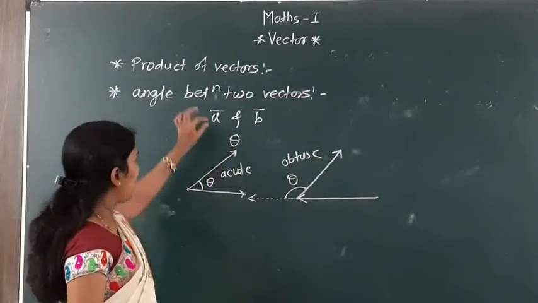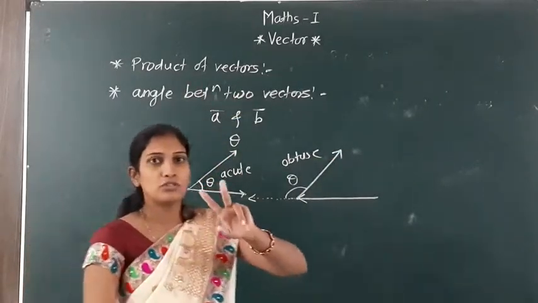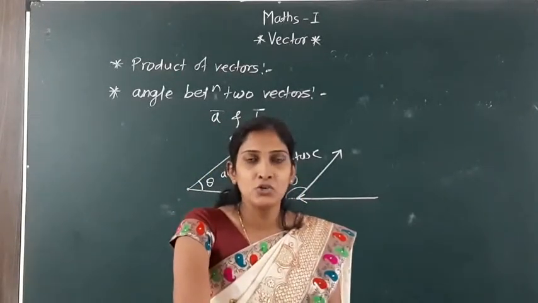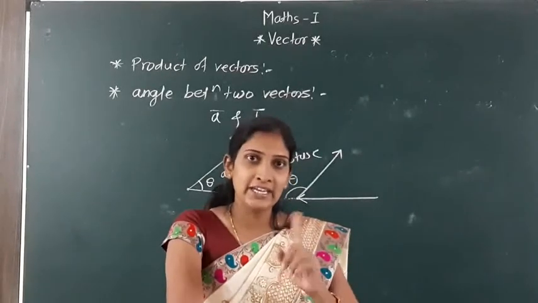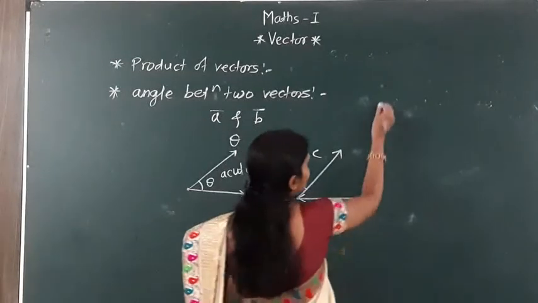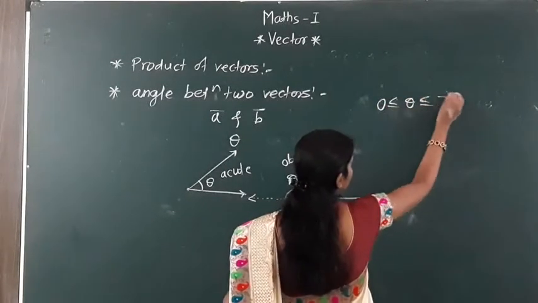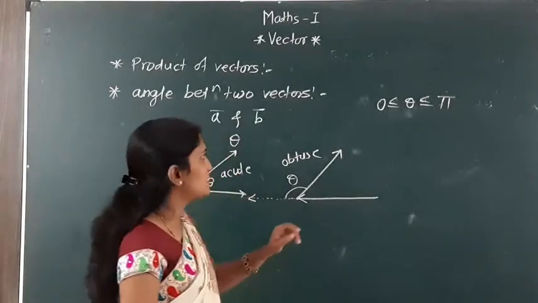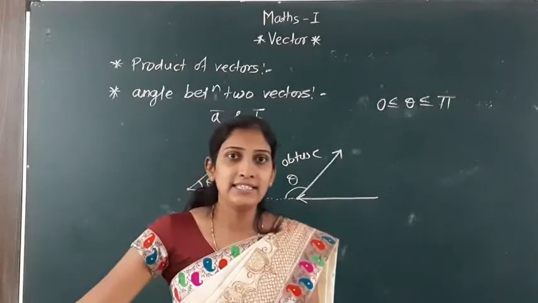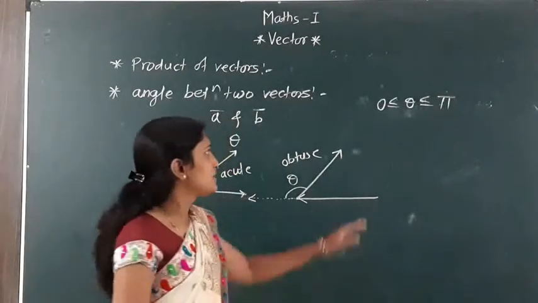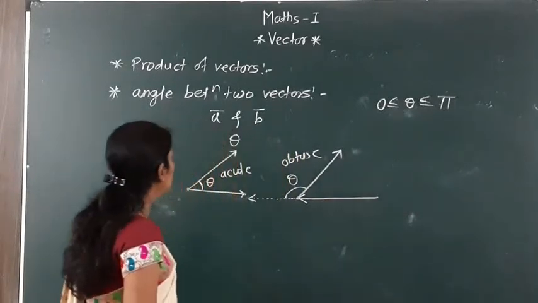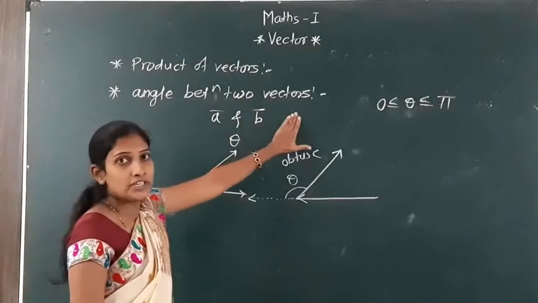So for the value of theta, if two vectors a bar and b bar coincide with each other, then we get either an acute angle or an obtuse angle. So theta always lies between 0 to pi. That's why angle theta always lies between 0 to 180 degrees. Pi means 180 degrees. So this is the angle between two vectors.